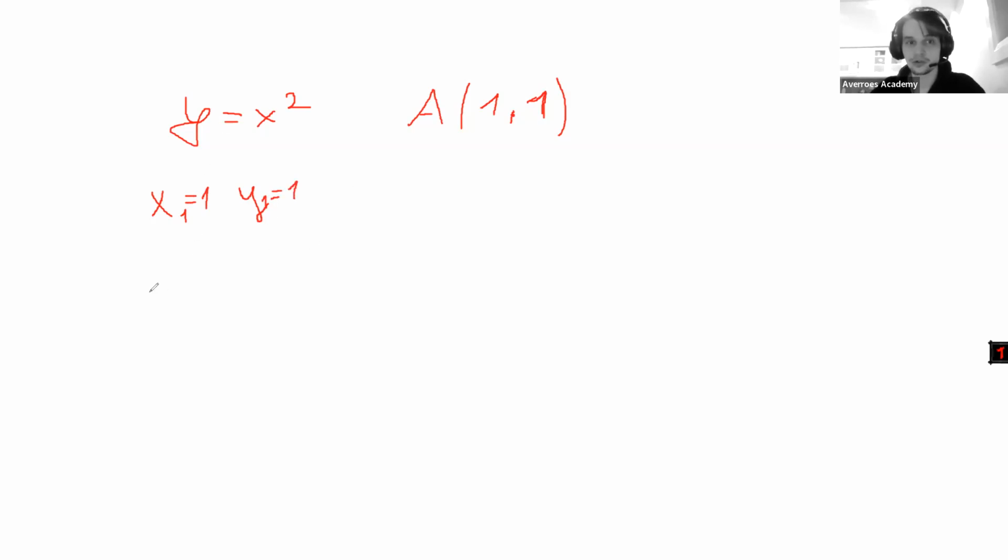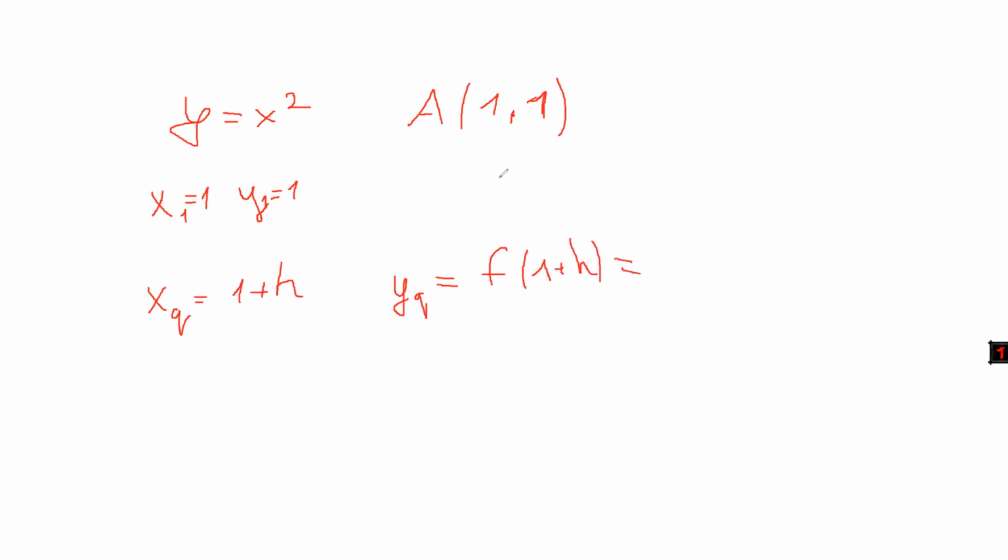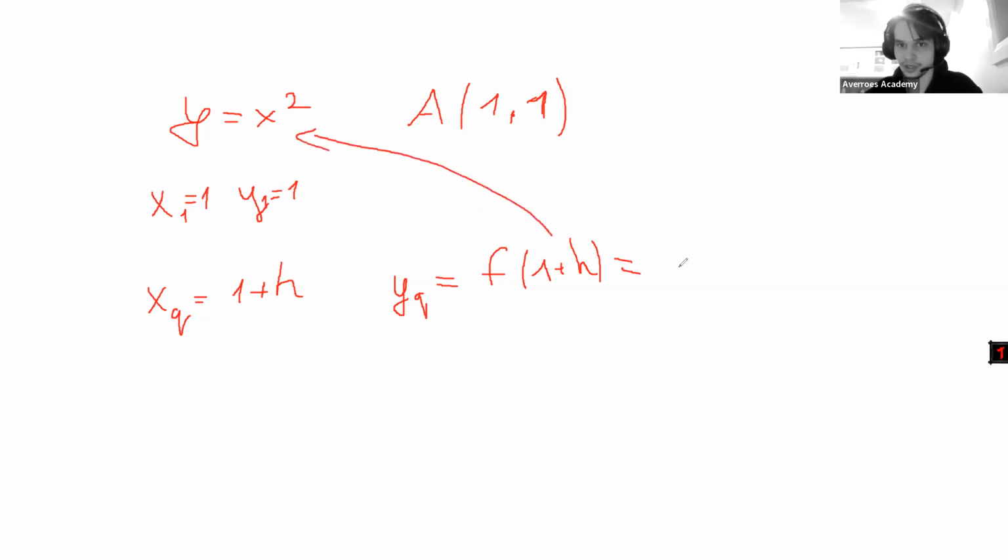How would the coordinates for Q look like? It's going to look exactly like we said before. So xq is going to be equal 1 plus h, and yq is going to be equal to this function, but with x taking the value 1 plus h. You see it? So when we substitute x with this value, we simply put it here. We can see that yq is going to be equal (1 plus h) squared, right?